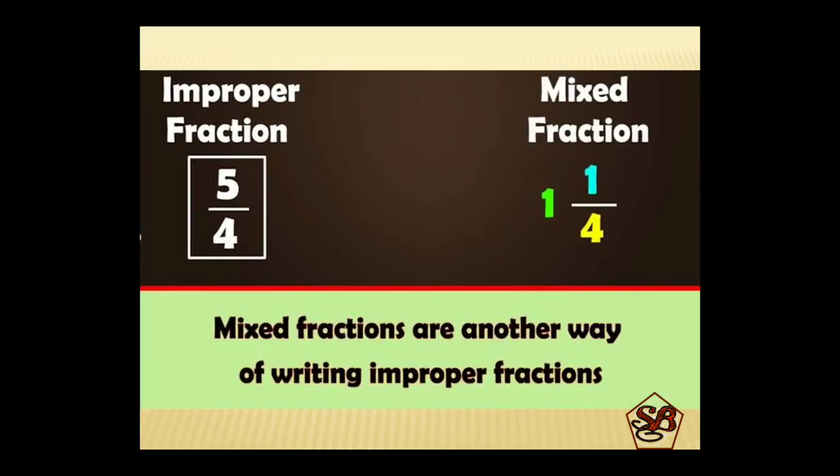So, in other words, we can say mixed fractions are another way of writing improper fractions. 5 by 4 is equal to 1 and 1 by 4.